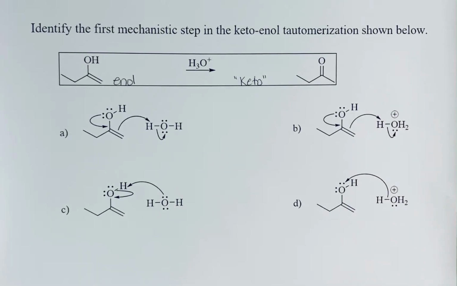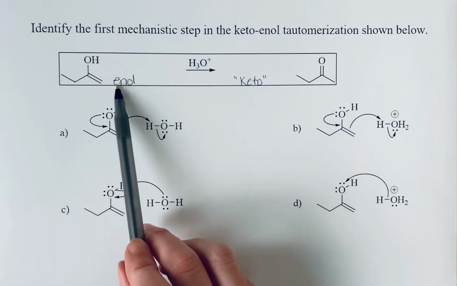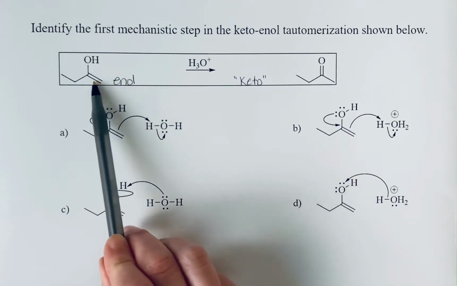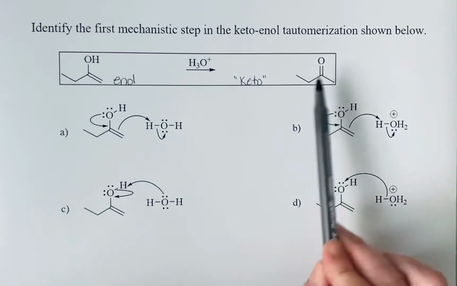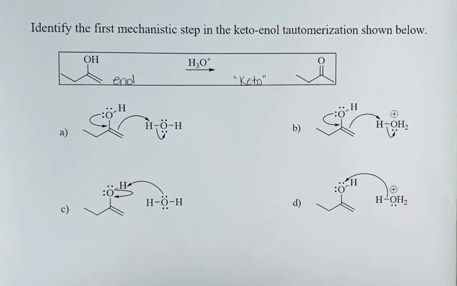Identify the first mechanistic step in the keto-enol tautomerization shown below. So this first structure is known as the enol because you've got the alkene and the alcohol attached to the same carbon. And we call the carbonyl form here keto to say that it is the ketone form.